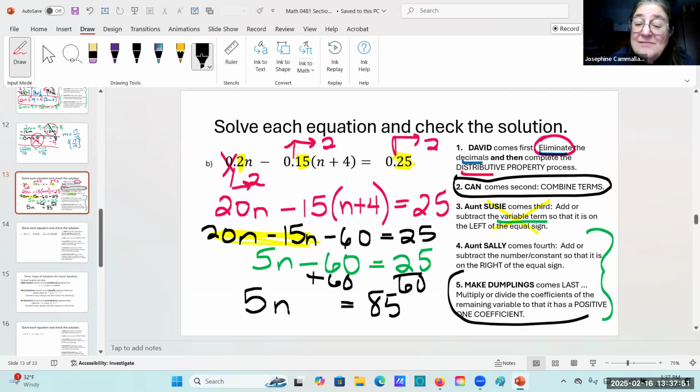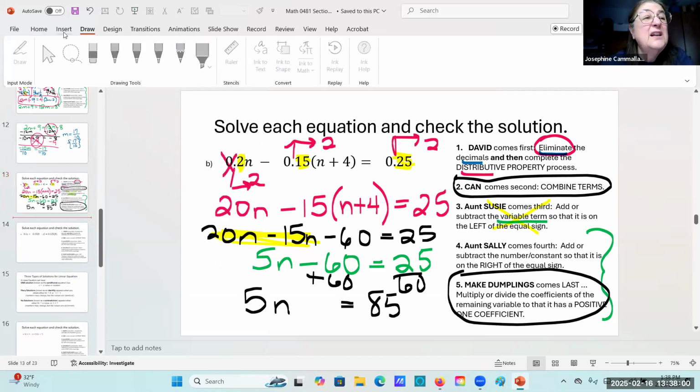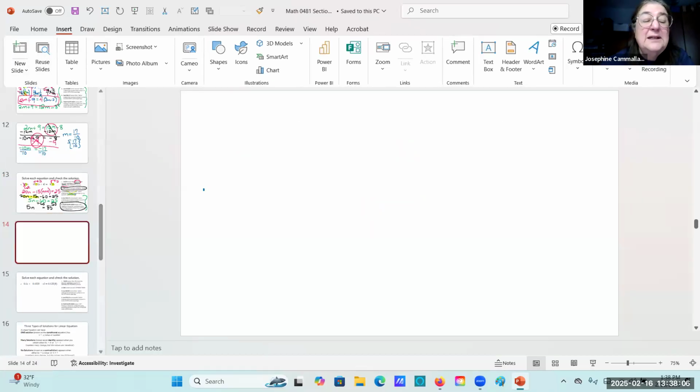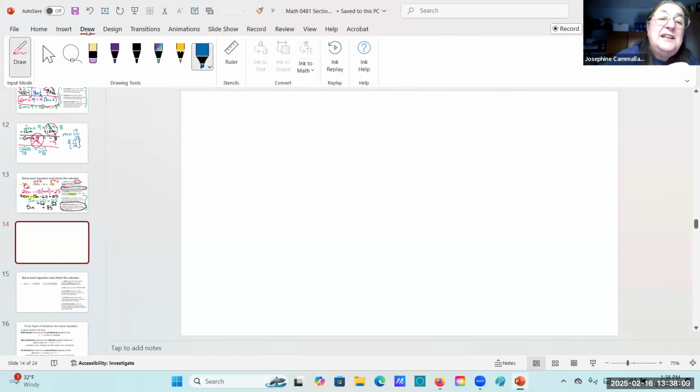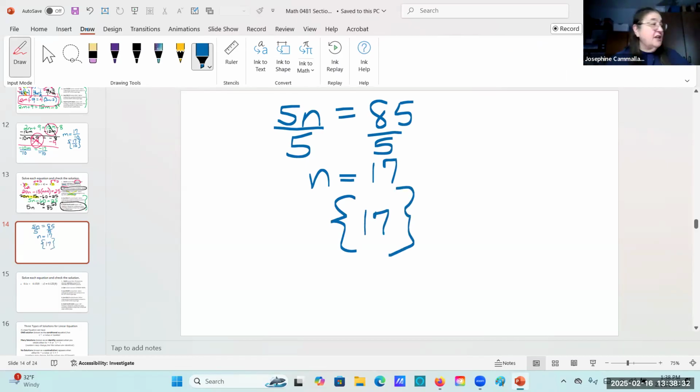And then my last step. I'm going to add another slide here to make life easy. I now have 5n is equal to 85. Divide by 5. n is equal to 17. Or the solution set is 17.